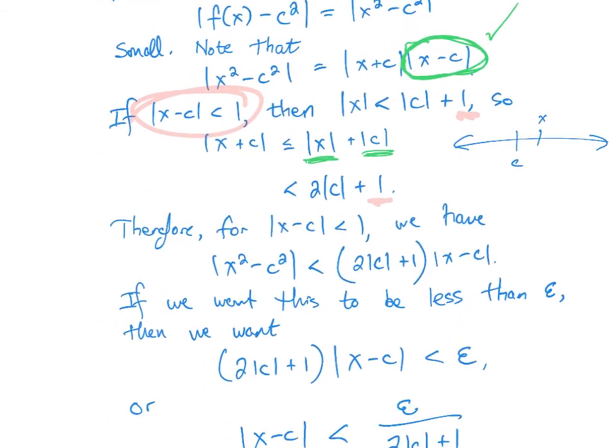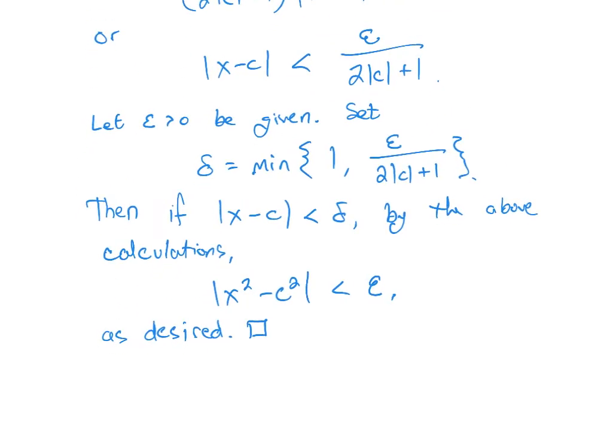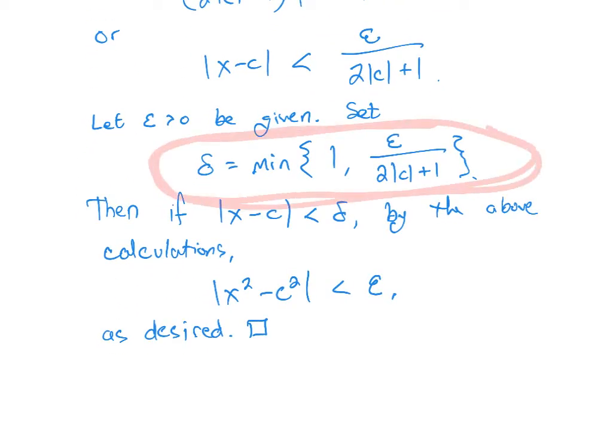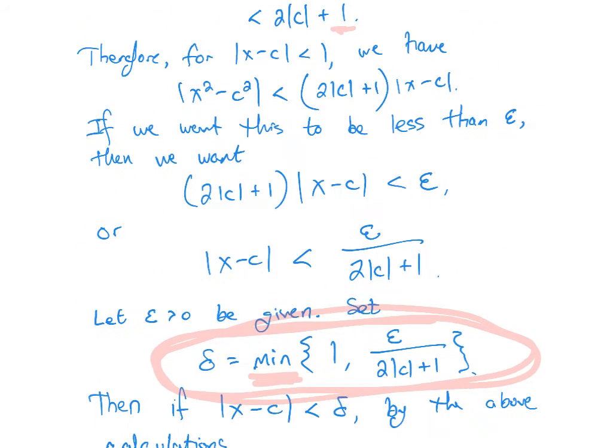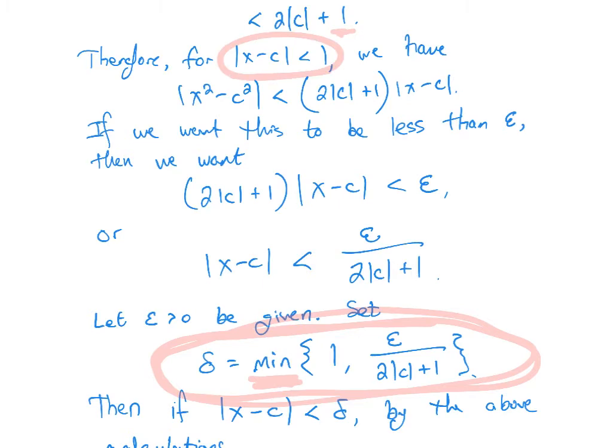Okay, gotcha. So we said if we set delta equal to this, it is an incredibly common technique where we've got a minimum in there because we want to satisfy 2 conditions or 3 conditions or 4 conditions. You put a minimum, then you're guaranteed to satisfy all of them. That minimum is how we get to assume that x is within 1 of c, and it's also how we get to assume that x is within epsilon over 2 times the absolute value of c plus 1 of c.